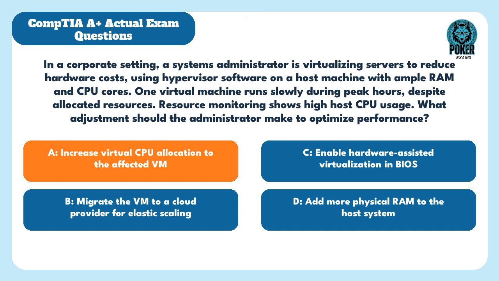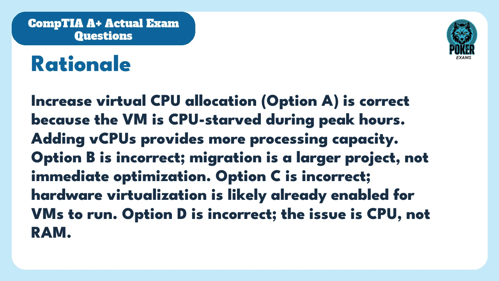The correct answer is A. Rationale. Increase virtual CPU allocation, option A, is correct because the VM is CPU-starved during peak hours. Adding vCPUs provides more processing capacity. Option B is incorrect. Migration is a larger project, not immediate optimization. Option C is incorrect. Hardware virtualization is likely already enabled for VMs to run. Option D is incorrect. The issue is CPU, not RAM.